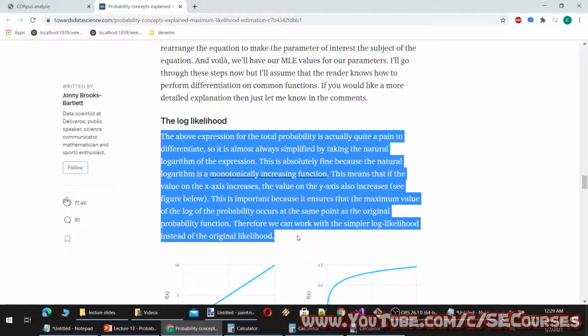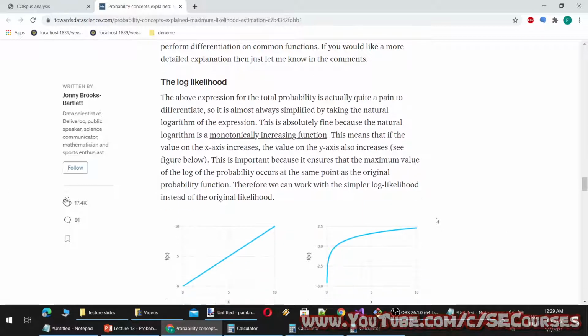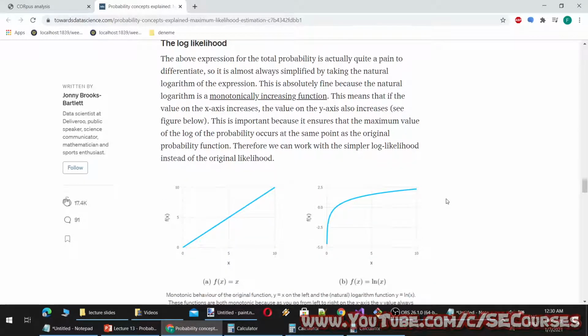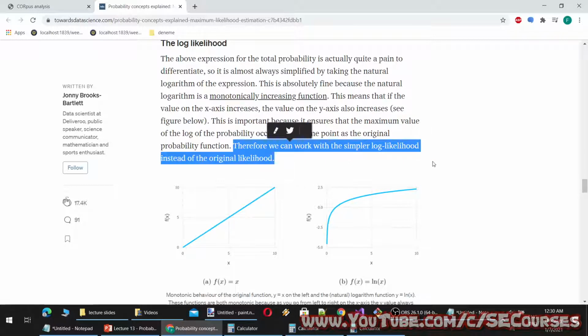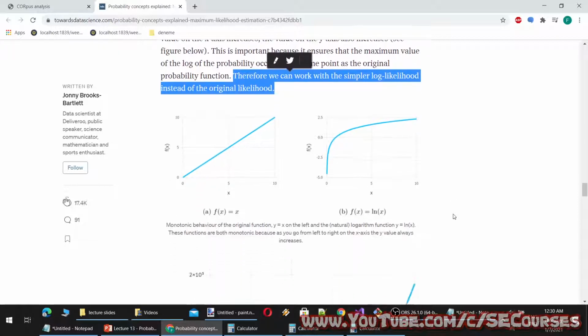The log likelihood. The above expression for the total probability is actually quite a pain to differentiate, so it is almost always simplified by taking the natural logarithm of the expression. This is absolutely fine because the natural logarithm is a monotonically increasing function. This means that if the value on the x-axis increases, the value on the y-axis also increases, see figure below. This is important because it ensures that the maximum value of the log of the probability occurs at the same point as the original probability function. Therefore we can work with the simpler log likelihood instead of the original likelihood.